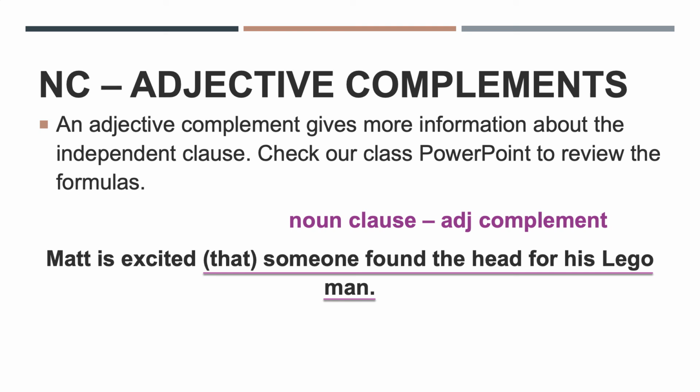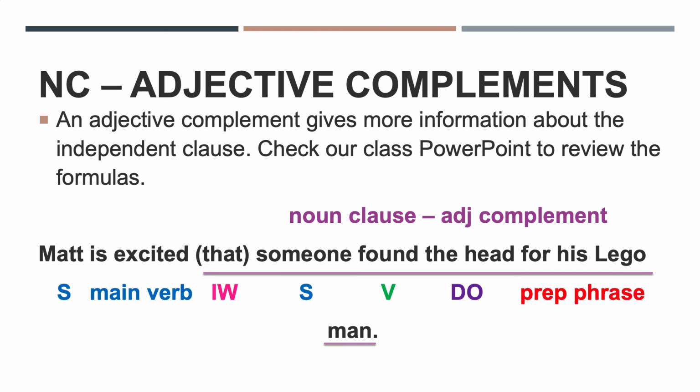So you're going to notice that is in parentheses because most of the times we can omit it. For purposes of this class, I want you to practice writing the word that. That is followed by the subject someone, and then it's followed by the verb found. In this case, you wouldn't say Matt is excited what, right? That is because adjective complements have to give information by using that.